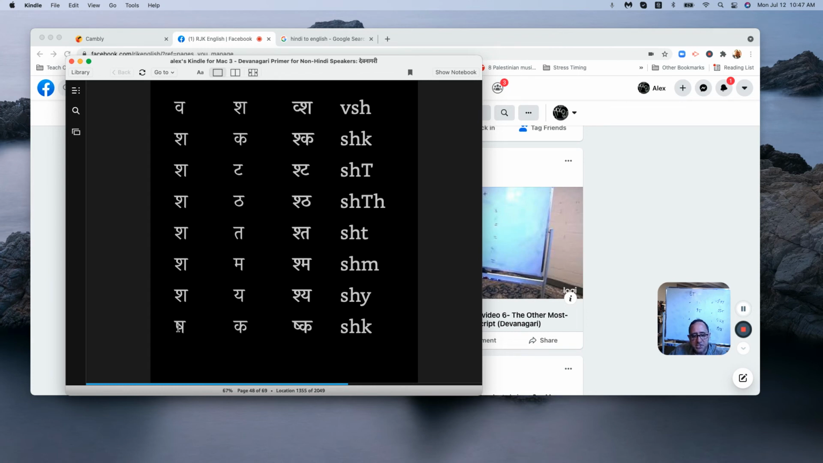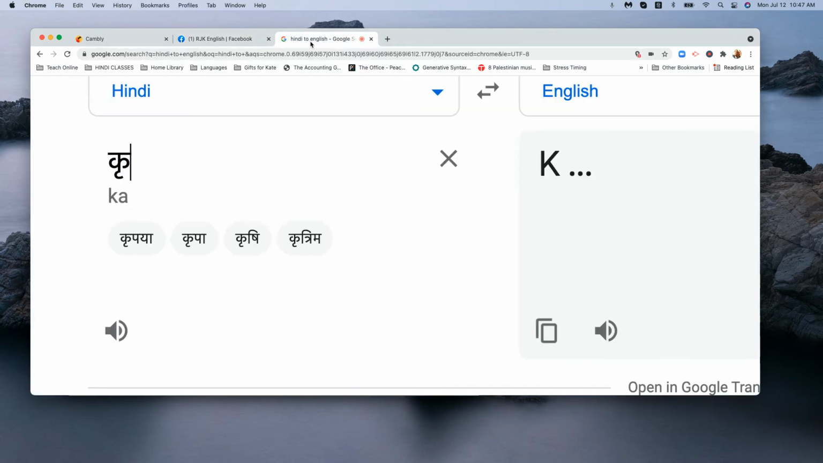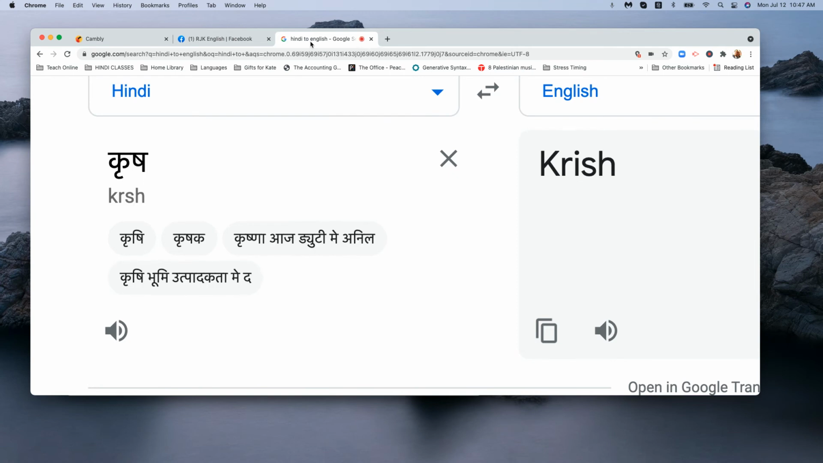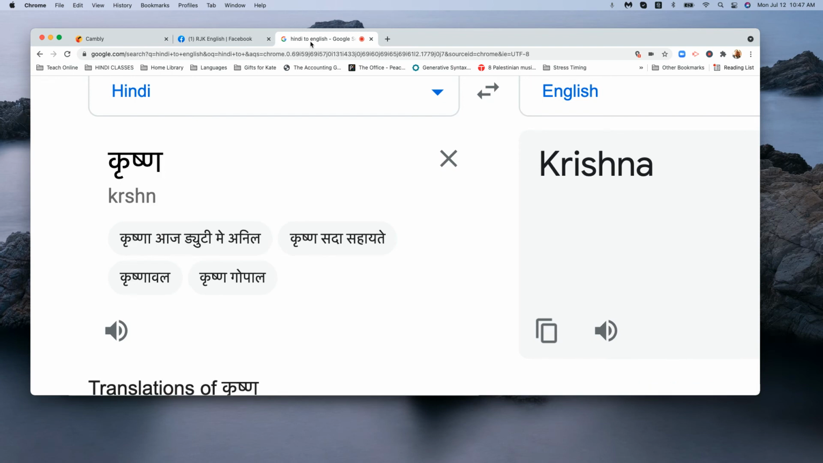Now we're at the other sh. Now we're just using, just like we did the P, that first part, but it has this crossbar. Shka. We saw this with Krishna. Krishna. There's Krishna. Krishna. See how that sh goes into the n?